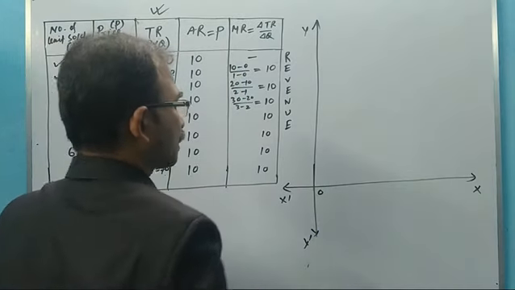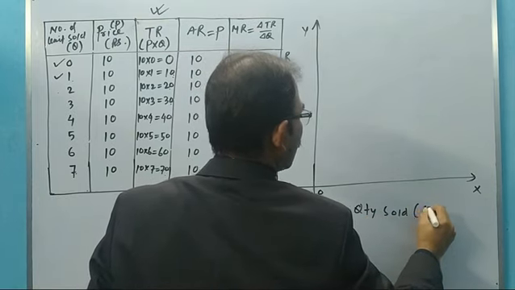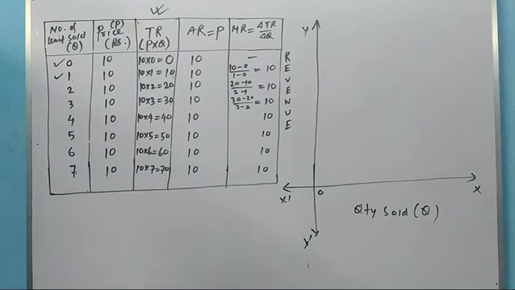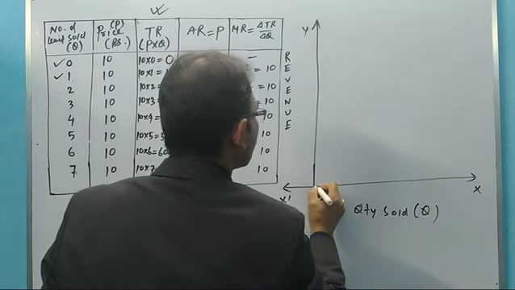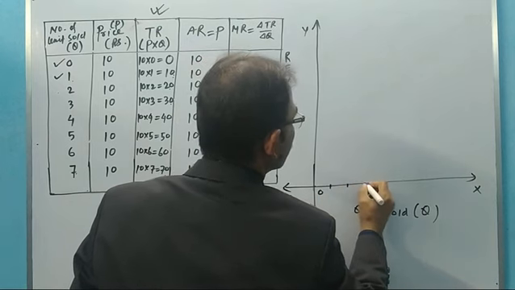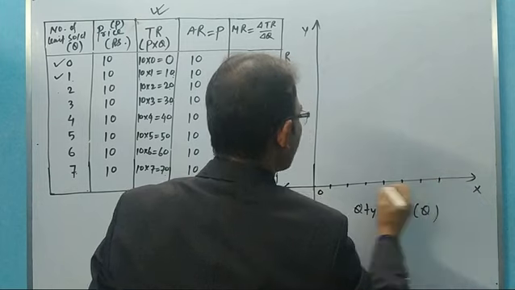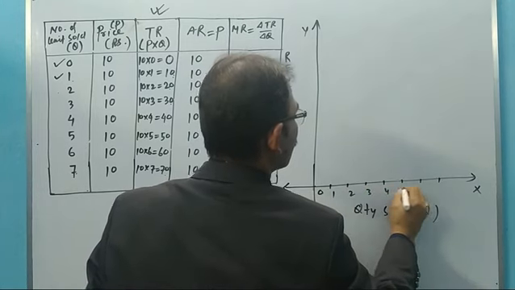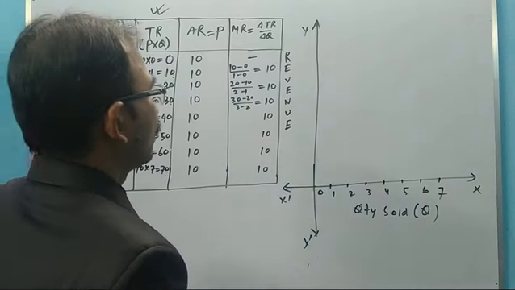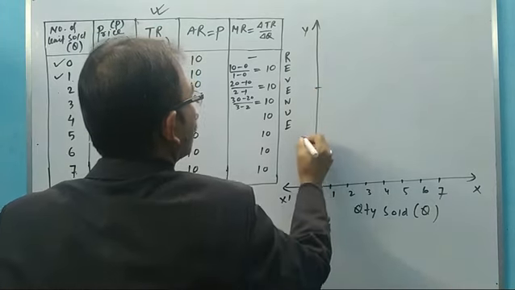And on the horizontal axis, quantity sold denoted as Q. Same, 0 to 7 units: 0, this is 1, this is 2, this is 3, this is 4, this is 5, this is 6 and 7 units. So 1, 2, 3, 4, 5, 6, 7. And revenue I am taking 10, 20.